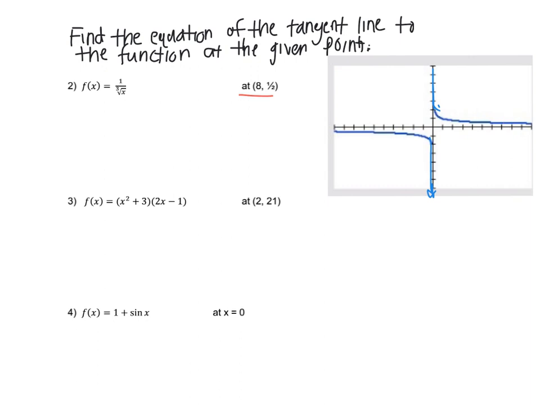And we're asked to find the equation of the tangent line right here. So this tangent line is very level looking because it is decreasing at this point, but by here it's decreasing very slowly. So we should expect that slope to be negative, but really close to zero.